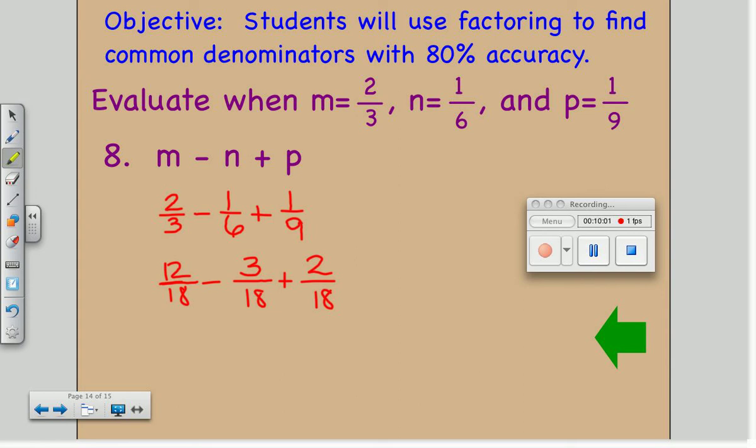When we have addition and subtraction in a problem, both, we have to work the problem from left to right because addition and subtraction are of equal importance. So, 12 minus 3 is 9. 9 plus 2 is 11. And we have the same denominator, 18. That cannot be reduced, so our final answer is 11/18.